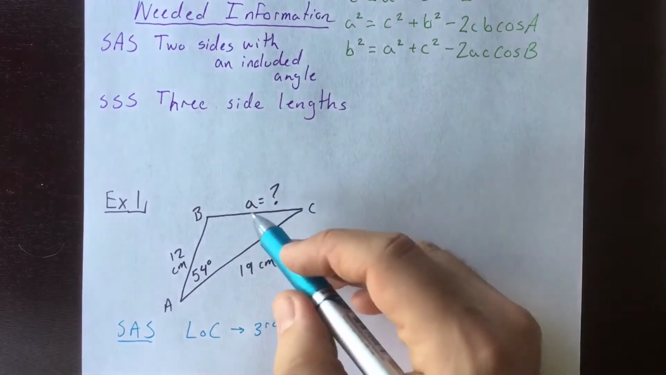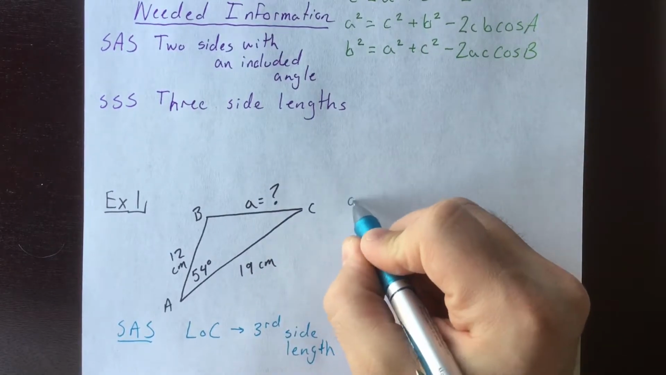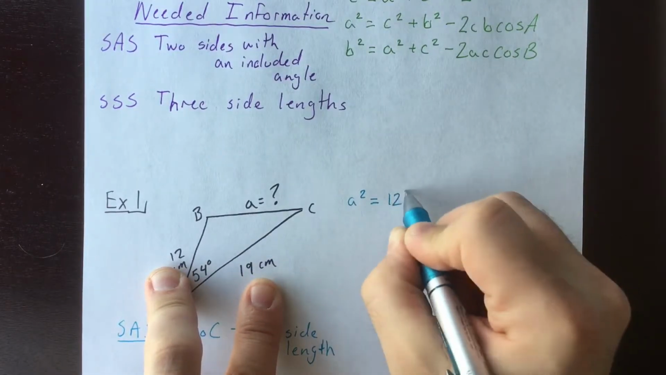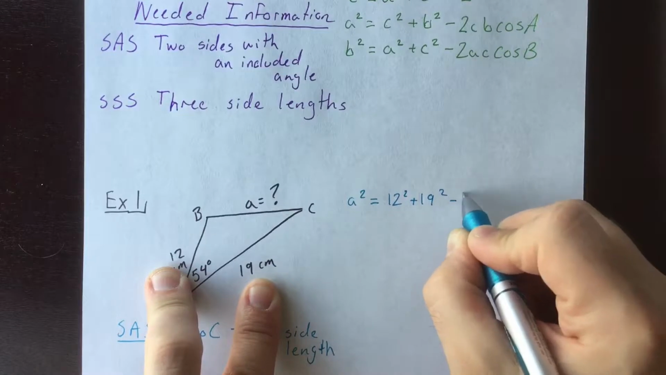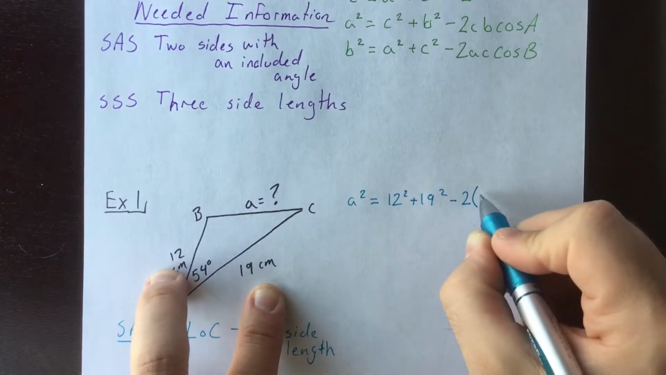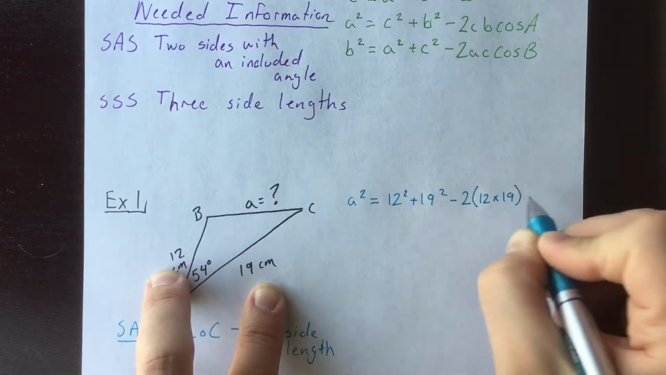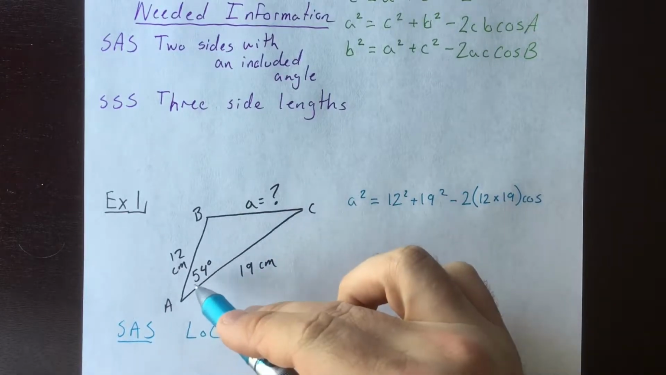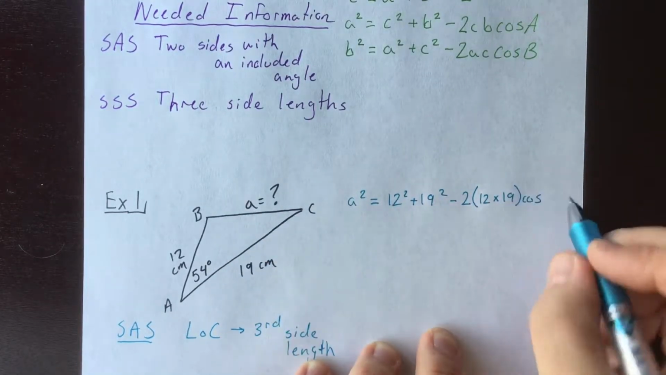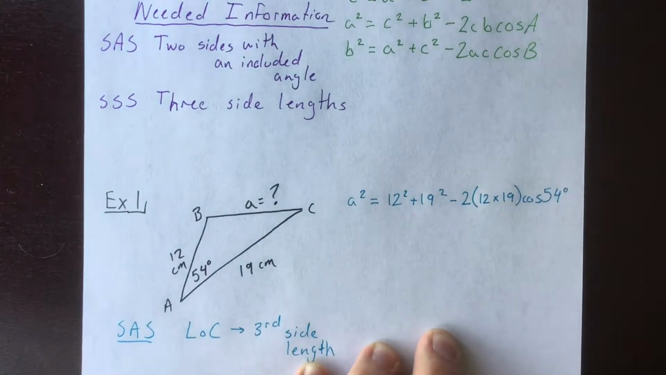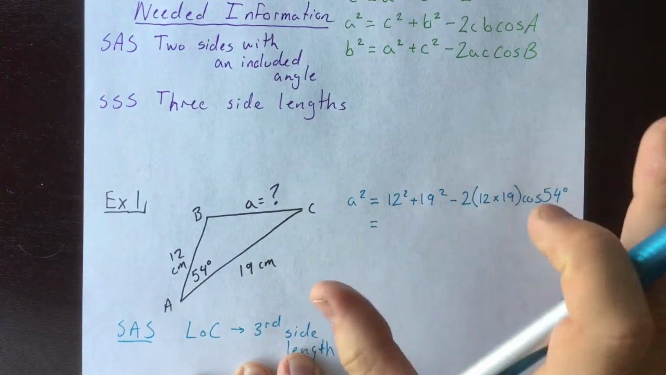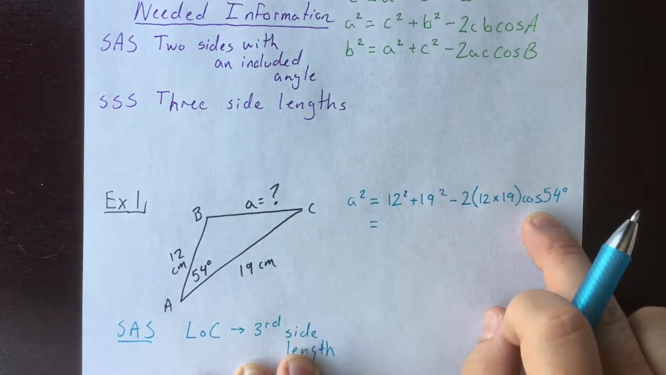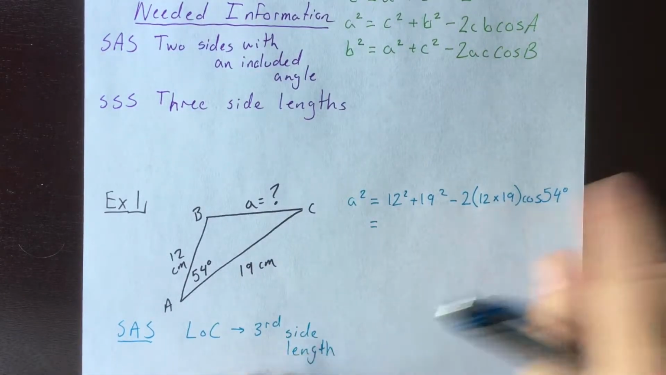So setting this up. We desire to know what length A is. So we would have A squared equals, we have our two side lengths, 12 squared plus 19 squared, minus 2, and then the product of those two side lengths, 12 times 19, multiplied by the cosine, always cosine, of the angle opposite of the side we desire. So it'd be 54 degrees. Okay? And then the solving process to this, we can type this whole entire thing into our graphing calculator, being that we do not have a single variable within here.